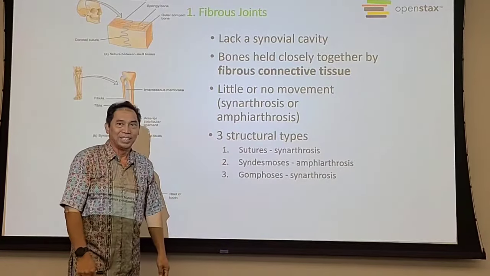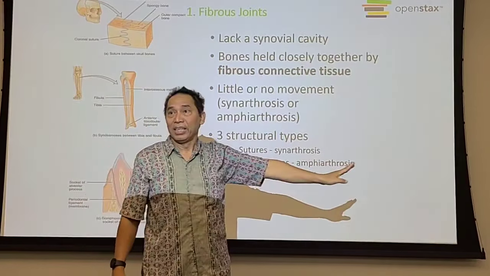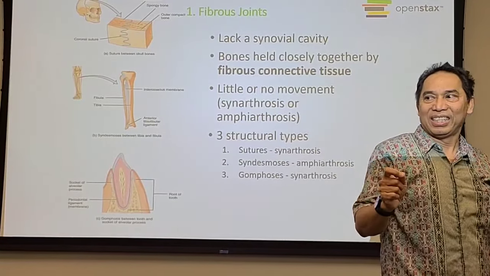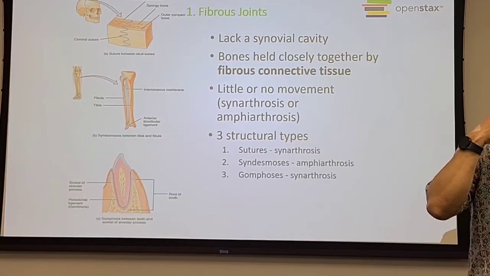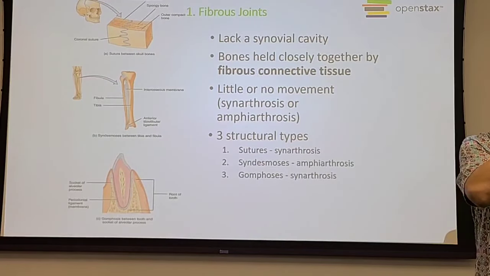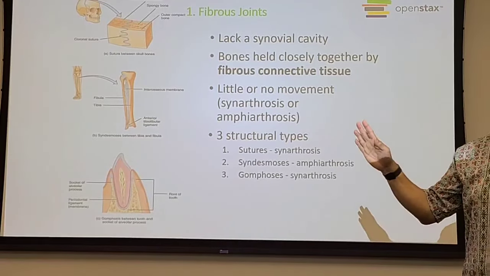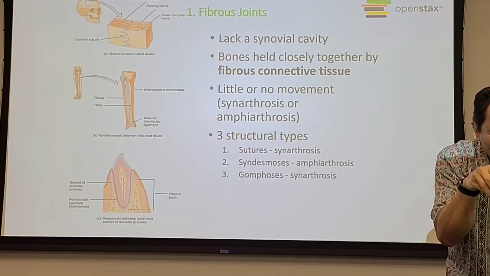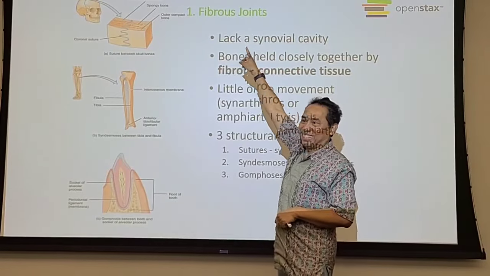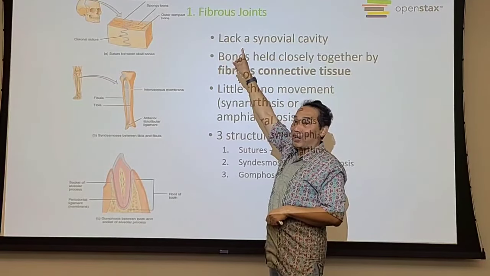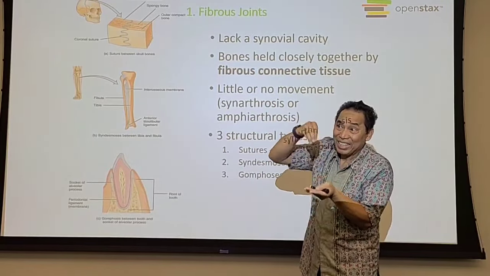That's syndesmosis. And the last one for fibrous joints is called gomphosis. This is the joint between the teeth and the jaws, upper jaw and lower jaw. How many teeth do you have on the upper jaw? 16. How many in the lower jaw? Total? 32. Right, you got this one. Each of these teeth is connected to the jaw using fiber. Therefore, it's a fibrous joint. They have sockets in your jaws for the teeth.